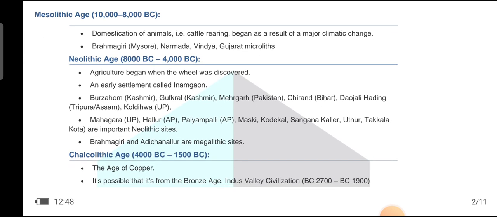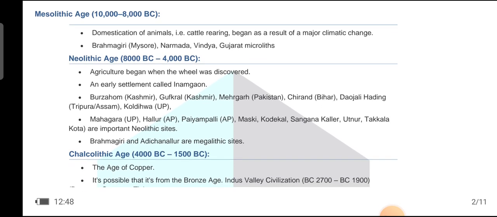Let us talk about the Mesolithic age, which is 10,000 BC to 8,000 BC, and it is also subcategorized into some points. First is domestication of animals, like cattle rearing, which began as a result of major climatic change. And the next is Brahmagiri, Mysore, Narmada, Vindhya, Gujarat microliths.